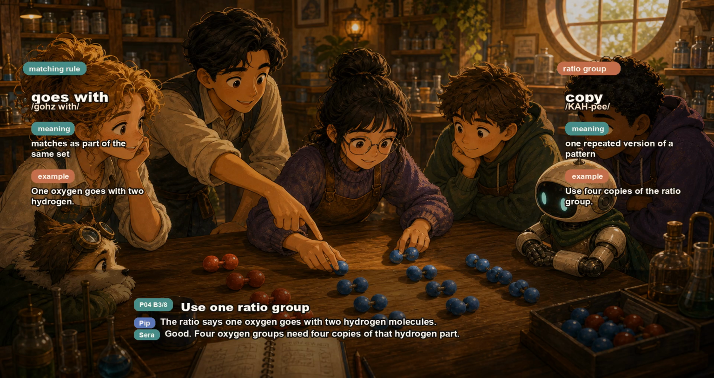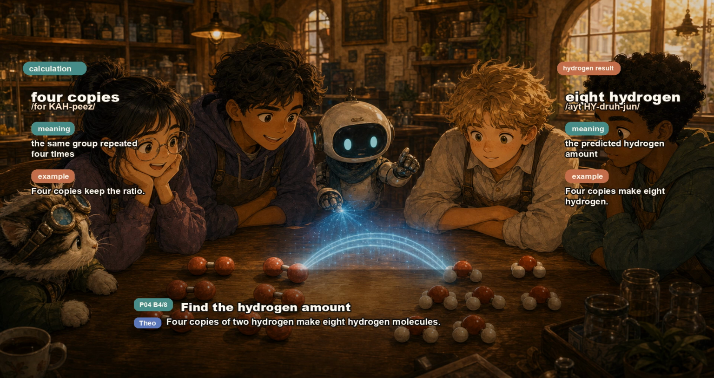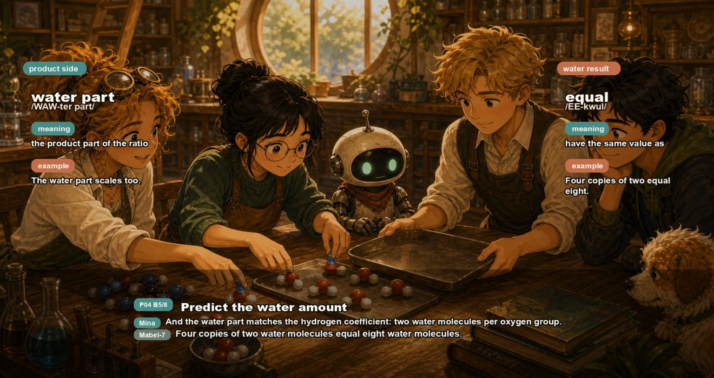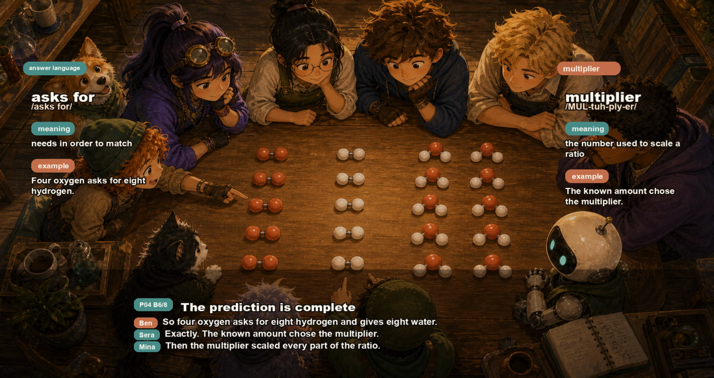Known amount detected, 4 oxygen molecules. The ratio says 1 oxygen goes with 2 hydrogen molecules. Good, 4 oxygen groups need 4 copies of that hydrogen part. 4 copies of 2 hydrogen make 8 hydrogen molecules. And the water part matches the hydrogen coefficient, 2 water molecules per oxygen group. 4 copies of 2 water molecules equal 8 water molecules. So 4 oxygen asks for 8 hydrogen and gives 8 water.